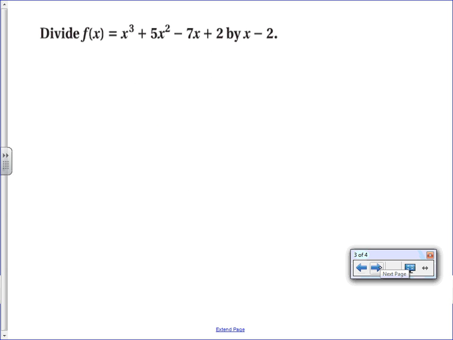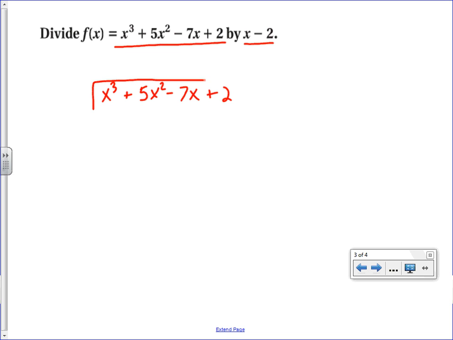Polynomial long division, the same process, just a bit longer. So we're dividing here this polynomial f of x by x minus 2. So our long polynomial, x to the third plus 5x squared minus 7x plus 2, is going to go in the little house, and the x minus 2 is going to go outside. I'm going to leave myself a little room over here to show additional work.